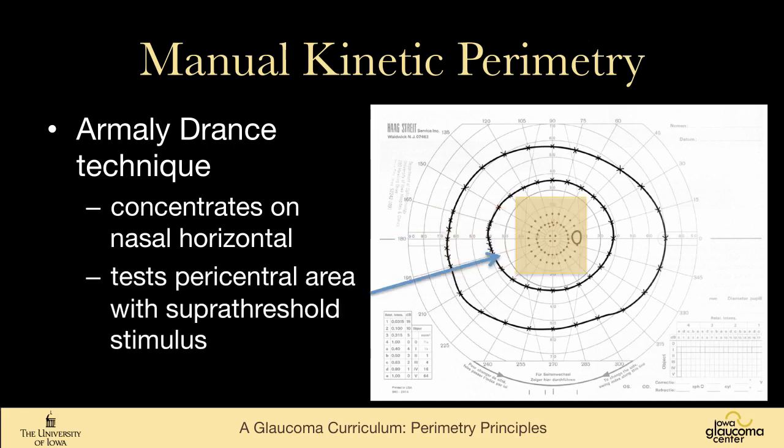It also does suprathreshold testing within the central 20 degrees, meaning that they take a target that's visible out here, such as this target, and go in and test throughout this area to make sure that there are no scotomata in that area.